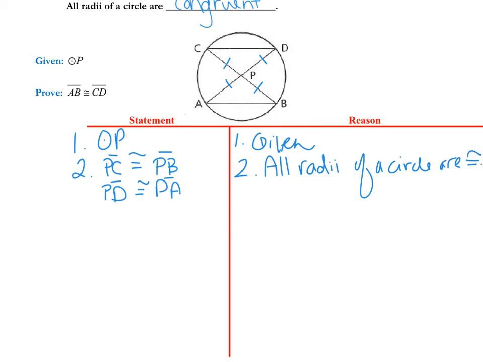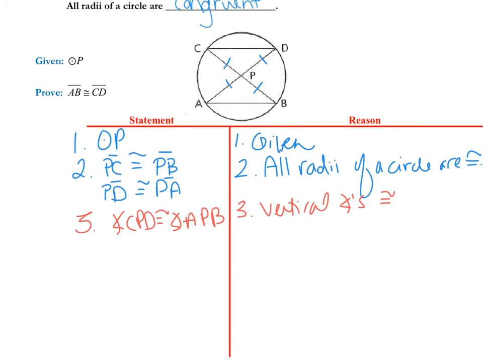Okay. And then we don't have anything else from the given, so we need to look at the diagram. Is there anything from the diagram that I can get? I can. I have vertical angles congruent. So angle CPD is congruent to angle APB. And the reason being is vertical angles are congruent.